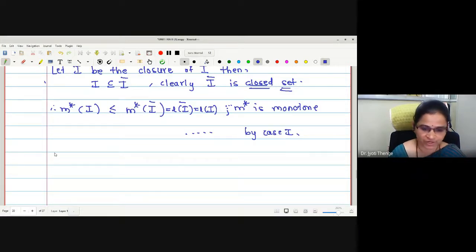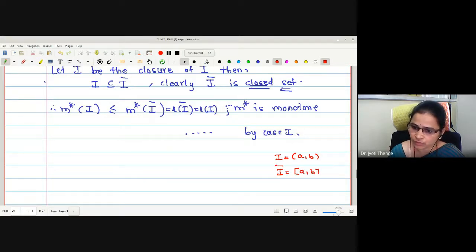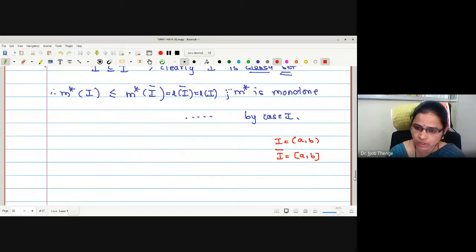Now what I have written, m star of I less than or equals to m star of I bar. First we have used the monotone property. Then it is equal to length of I bar by case 1. Then it is equal to length of I. Length of I bar and length of I have the same values. Why same values? If I select I to be the open interval AB, what is its closure? Closed interval AB, no?